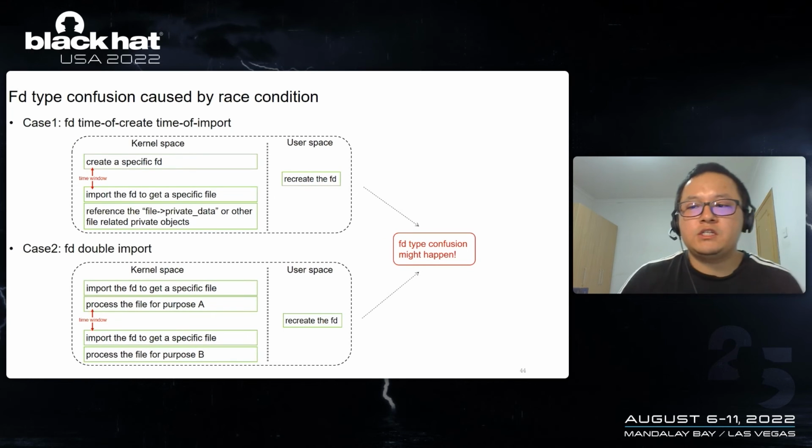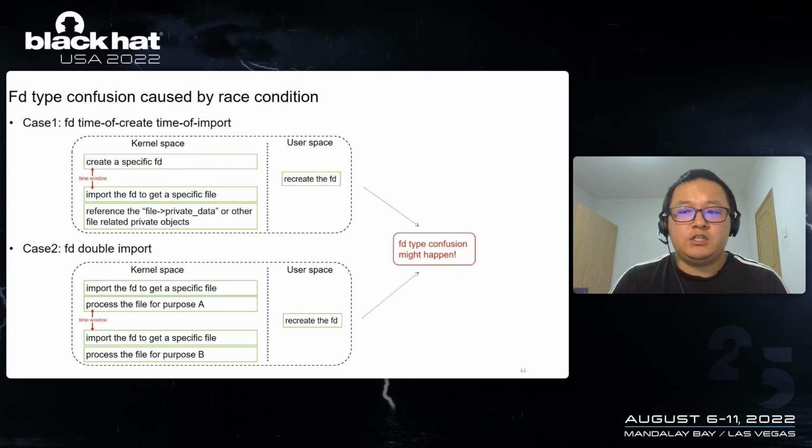These 2 special issues represent 2 types of issues in the scenario of FD import operation. The first type is FD time of create, time of import. The bug pattern of the type is like this. The first step is to create a specific FD. The second step is to import the FD to get a specific file object. At last, reference the private data of the file object or other related private objects. Because there is a time window, the FD can be recreated.